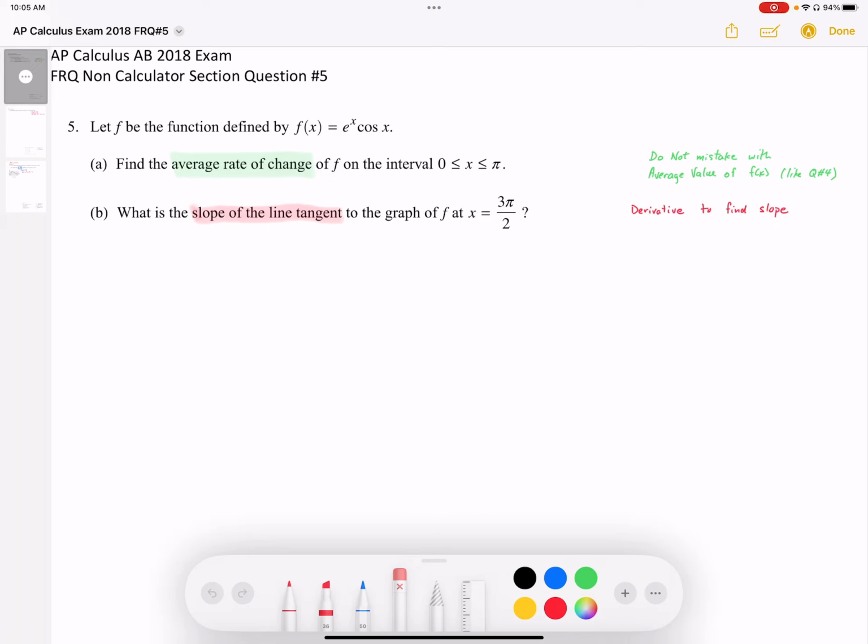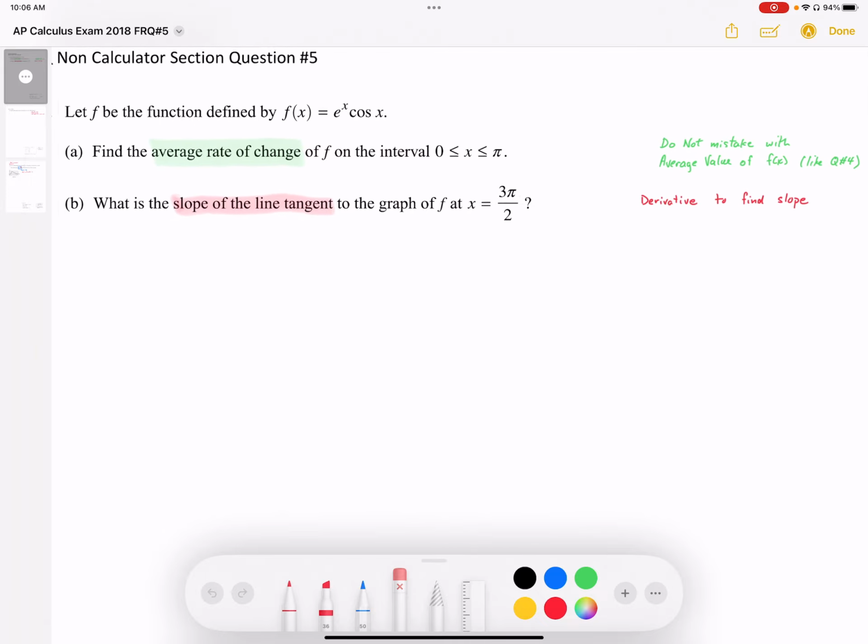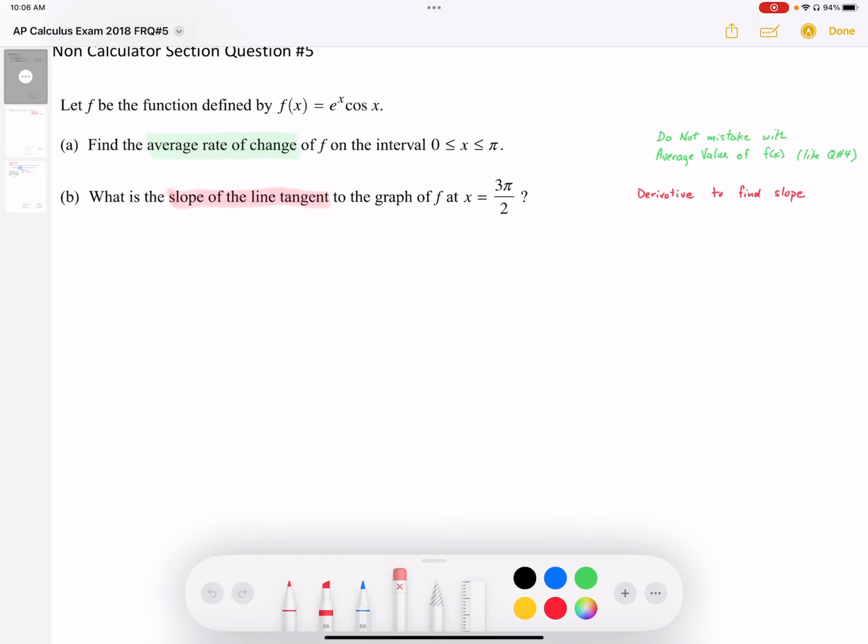Question number 5a. Let the function f be defined by f of x equals e to the x cos x. Part A asks, find the average rate of change of f on the interval. It's important to not mistake the average rate of change as the average value. Although they're both related to the mean value theorem, the average rate of change is just the secant slope, or the slope between the points x equals 0 and x equals pi.